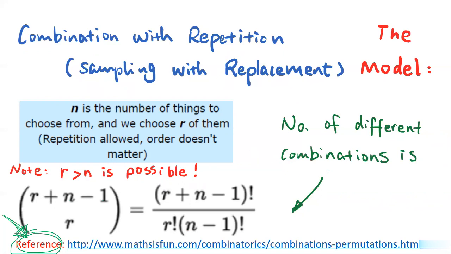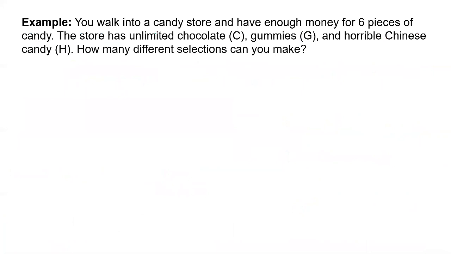All right, I'll give you an example to illustrate the application of this model. For example, if you walk into a candy store and have enough money for 6 pieces of candy, the store has unlimited chocolate, gummies, and horrible Chinese candy. How many different selections can you make? I'll give you 5 minutes to think about this question, and we'll talk about the solutions after that.